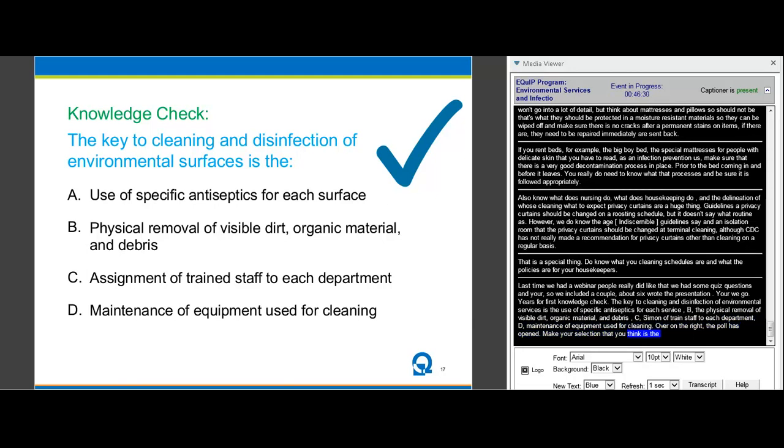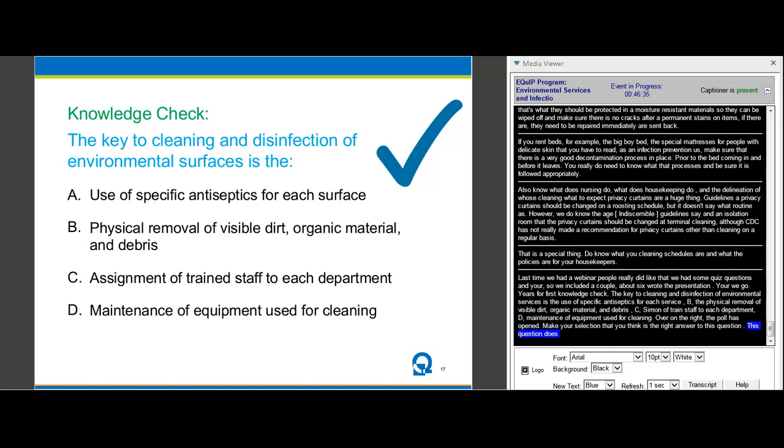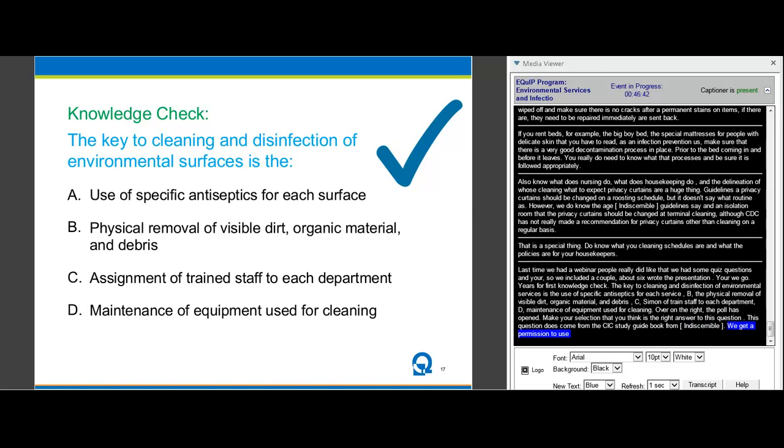And this question does come from the CIC study guide book from EQuIP. It's got permission to use a couple of these so that we could really check our knowledge, make sure we're on track here.